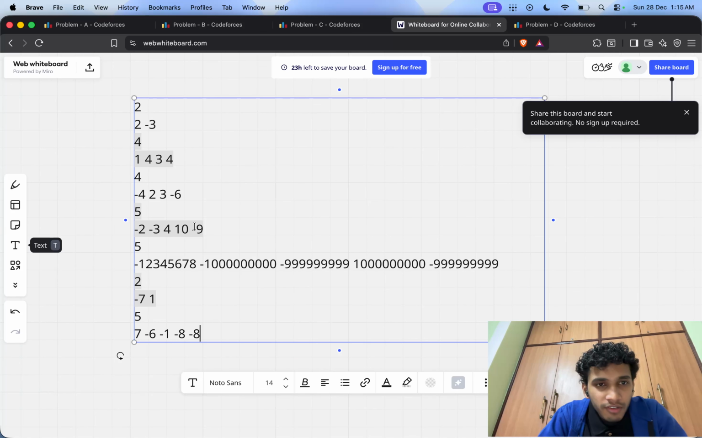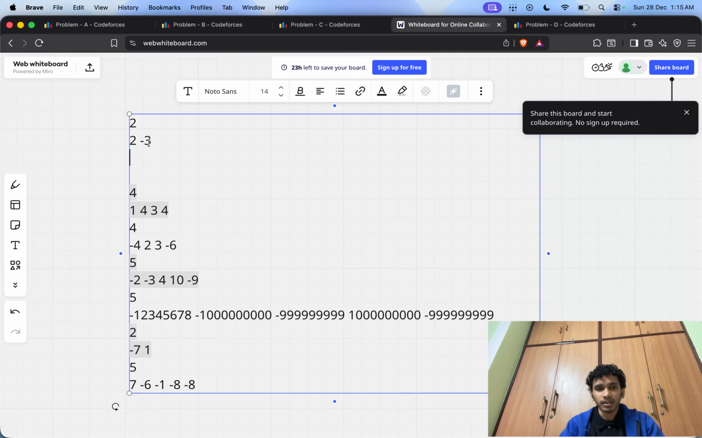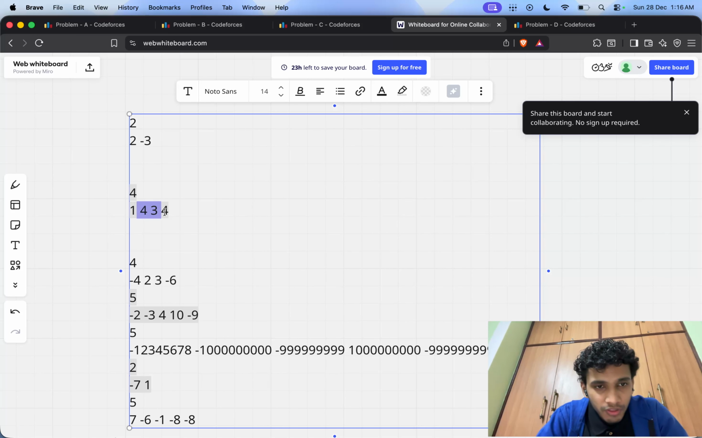For example, in the very first test case, there were two children, 2 and minus 3. So Santa has two choices. He can choose the very first child and add it to his list. That is, 2 is added to his list. Initially the list had score 0, and it will have score 2 now. Or he can subtract the second element. That is, we subtract minus 3 and the value is 0 minus minus 3, which is equal to 3. Now for the second test case, he has 1, 4, 3, 4.